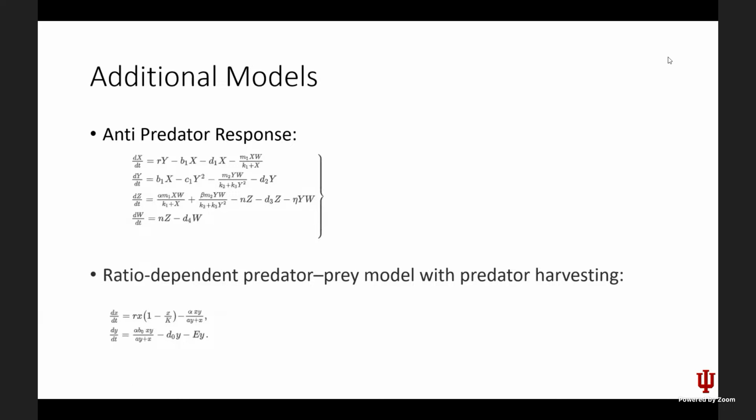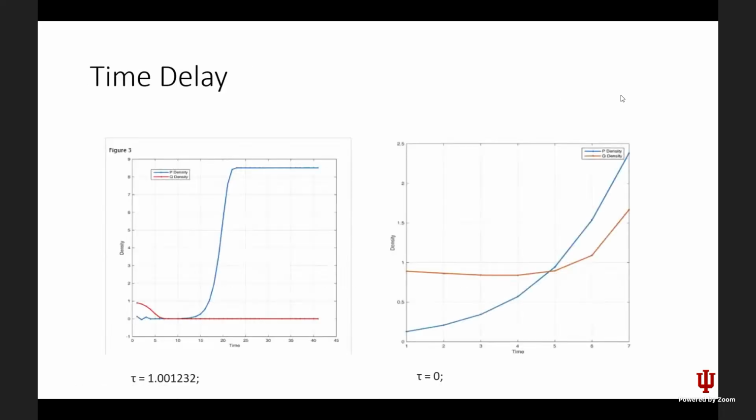Another one is this ratio-dependent system with predator harvesting. It's quite similar to the one we were looking at, just with a couple more parameters. And I think this one would also be pretty interesting to look into. But basically, just going back to the first paper, here are some examples of their simulations.